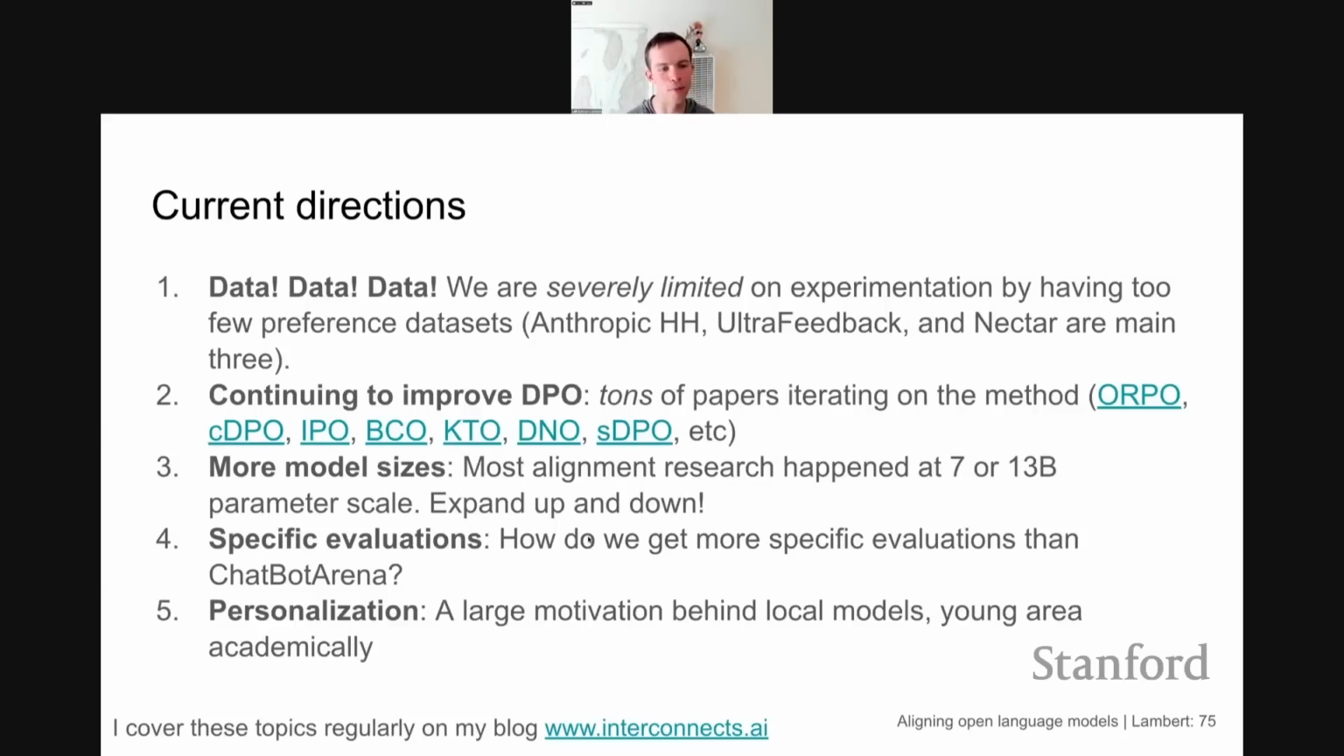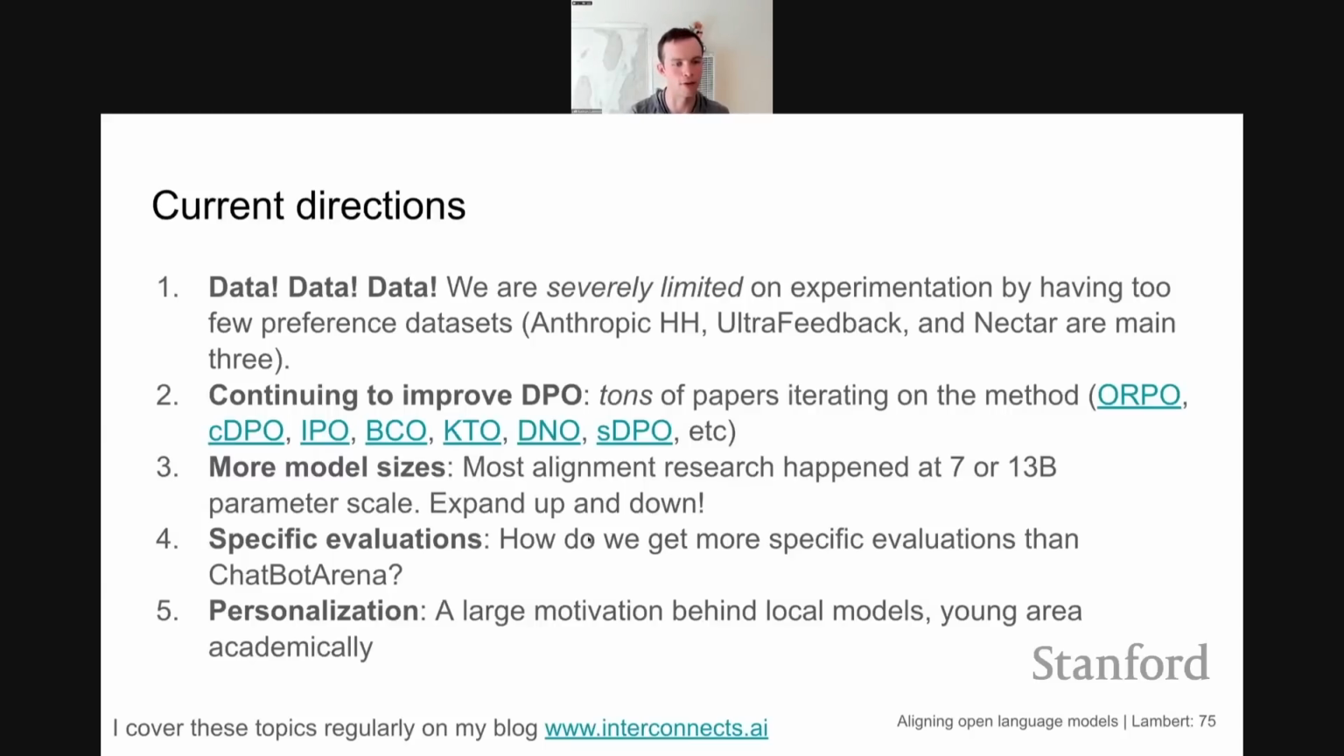And at the same time, we're seeing more model sizes. Most alignment happened at the 7 or 13B scale. I think there's a large drive to make smaller models aligned. Google is releasing 1 billion parameter models, but it's also an opportunity where there aren't that many people playing in the space, but it's something that a lot of people want, because to run these models locally, making them smaller makes it way easier.